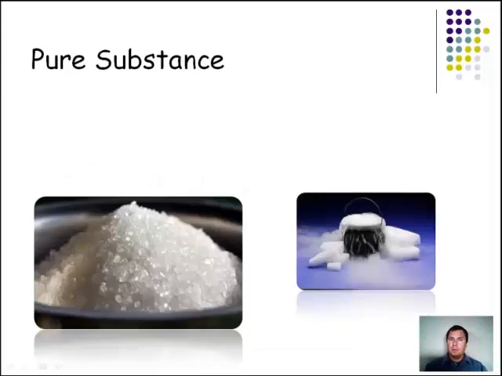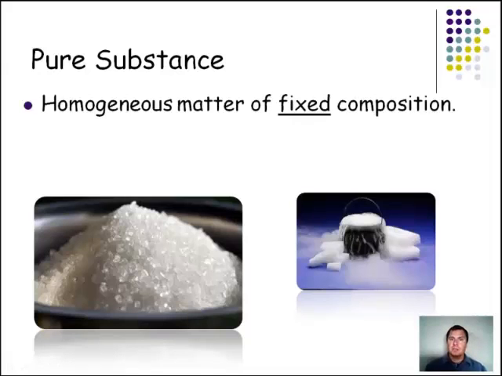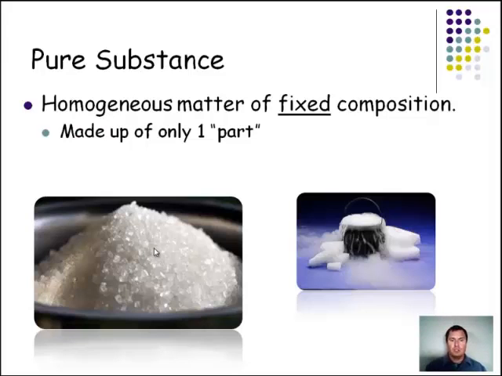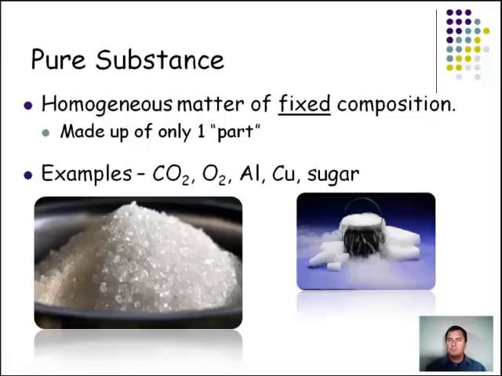Now the other type of homogeneous matter is a pure substance. Pure substances are homogeneous matter of fixed composition, meaning it's made up of only one part. We have sugar down here, it's pure sugar. Think about glucose, C6H12O6. It's a pure substance. This on the right-hand side is dry ice, carbon dioxide. We can see it going through a physical change, but we're still ending up with carbon dioxide. Examples: carbon dioxide, oxygen, aluminum, copper, sugar. So a pure substance is made up of only one type.